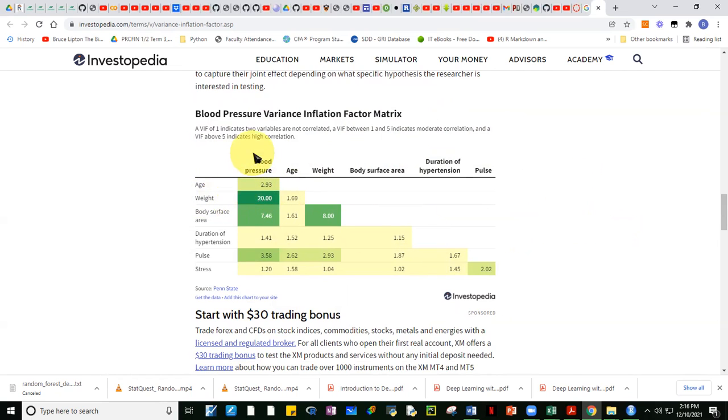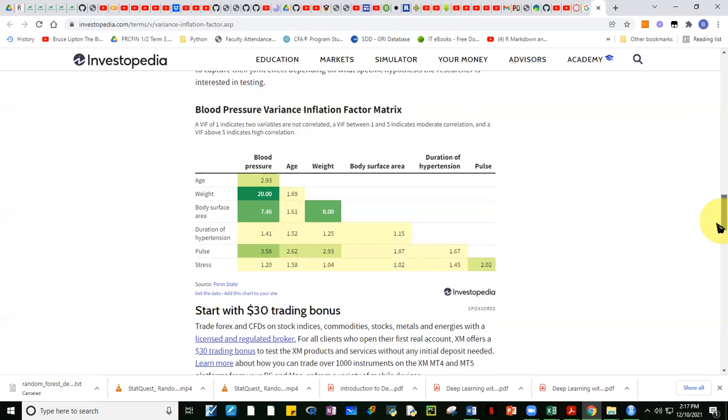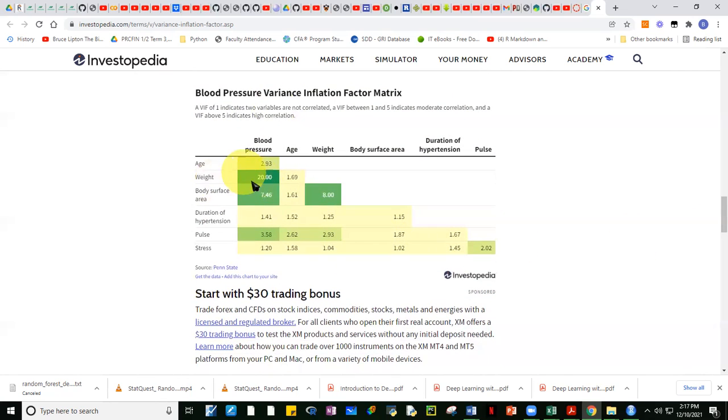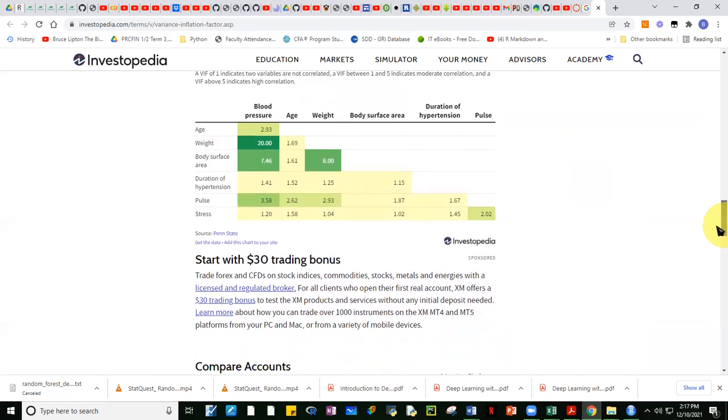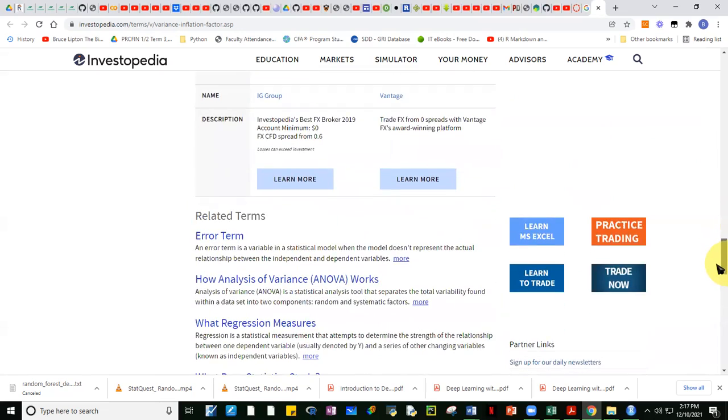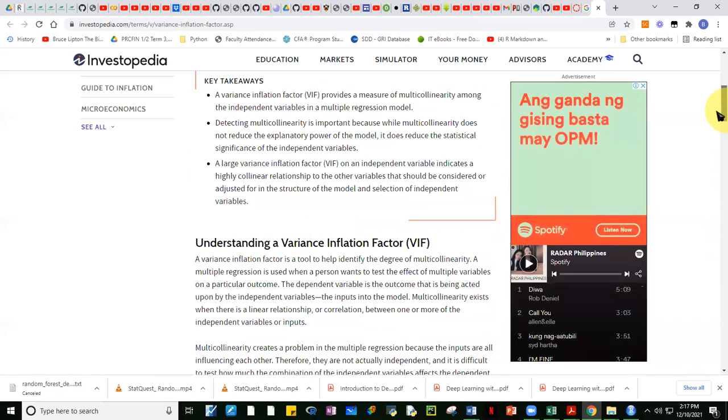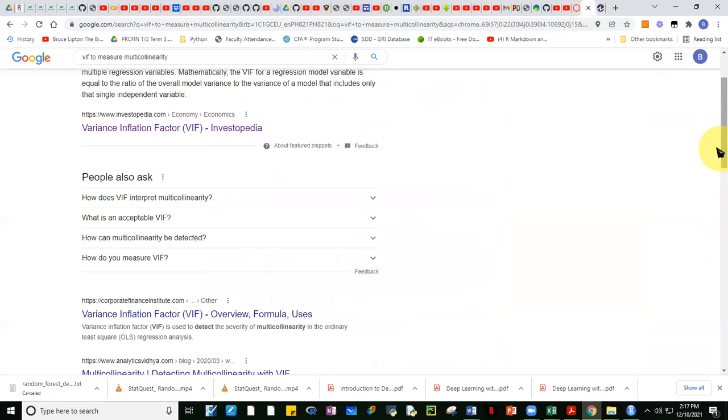So ito, weight with blood pressure, body surface area with blood pressure, pareho lang to, no? Etc. So in this case, makikita natin dito guys na yung mga dark green, highly correlated siya, tapos itong light green between 5 to 10. Yung iba guys ang ginagamit benchmark 10. So depende sa nature ng study. There are those who are really very strict, kunyari sa medical field, or I've seen in banks na ang ginagamit nilang VIF 1. Okay, so that's just an example guys of how to understand.